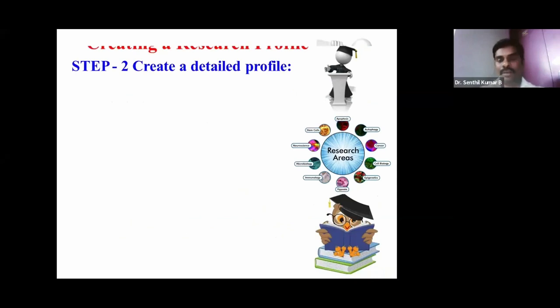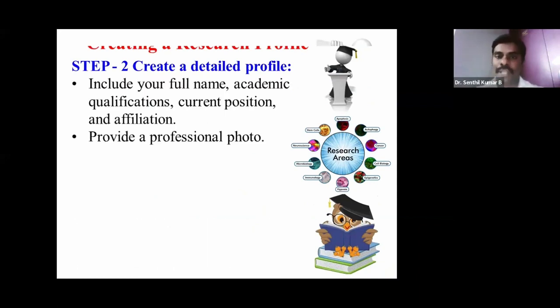After choosing the platform you want, create a detailed profile. So what can you include in this detailed profile? Let us see one by one. You can include your full name, academic qualification, your current position and affiliation, and please provide a professional photo. This is very important because you're going to have this profile for the scientific community and the research community. So please be professional and try to upload a professional photo.